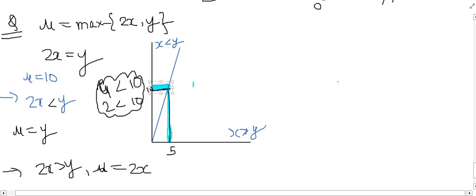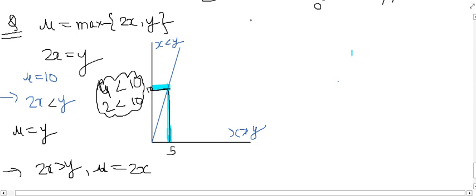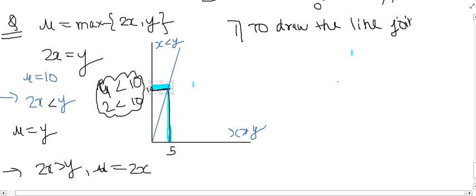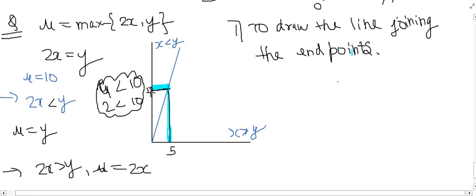This is our utility function for clarity. Okay, now what we need to do in this kind of max function for the optimal choice, there is a different kind of process for this. So step one would be to draw the line joining the endpoints.